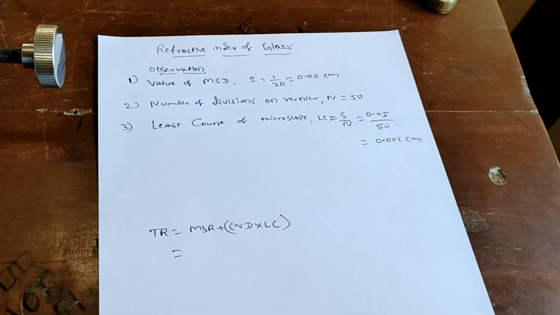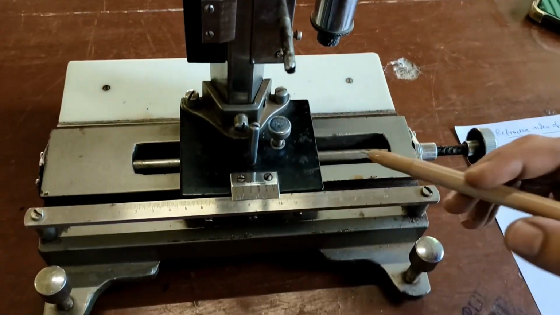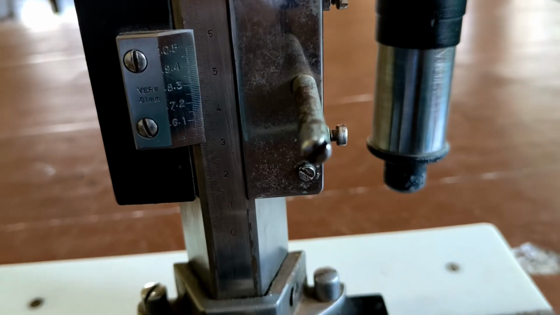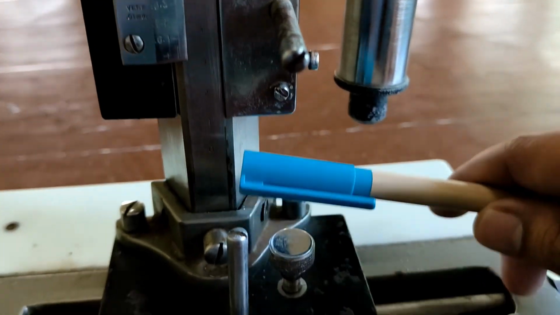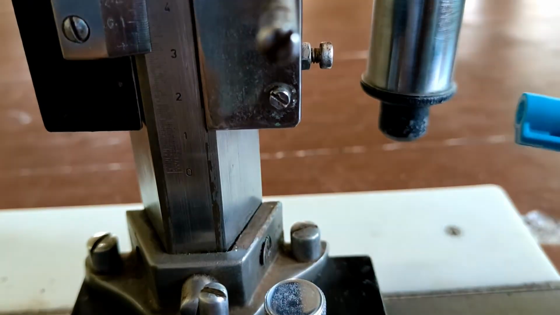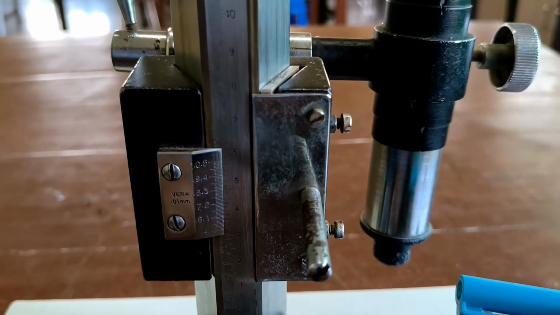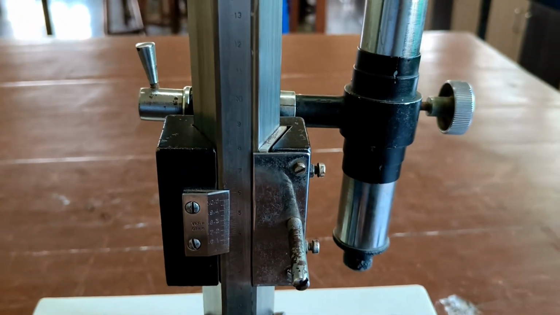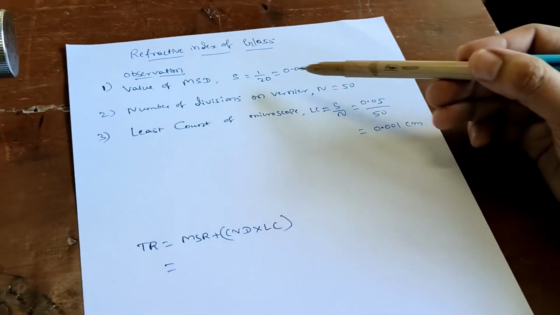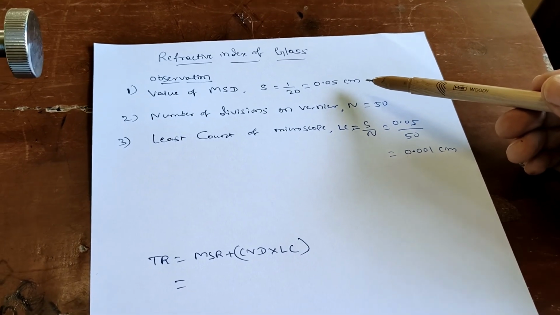In the main scale, within 1 centimeter there are a total of 20 divisions. We have to calculate the 1 division value, that is 1 by 20. Here I am doing that. 1 by 20 becomes 0.05 centimeter. This is the 1 MSD value.